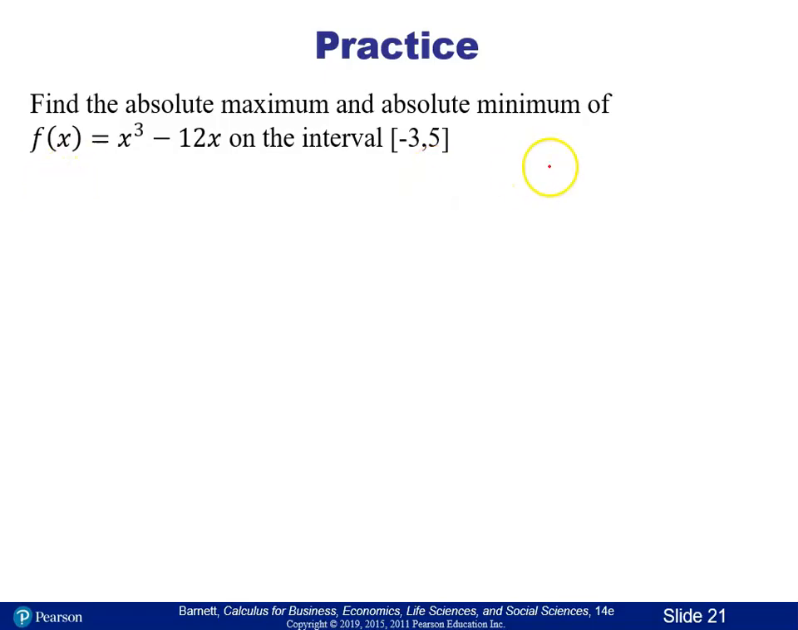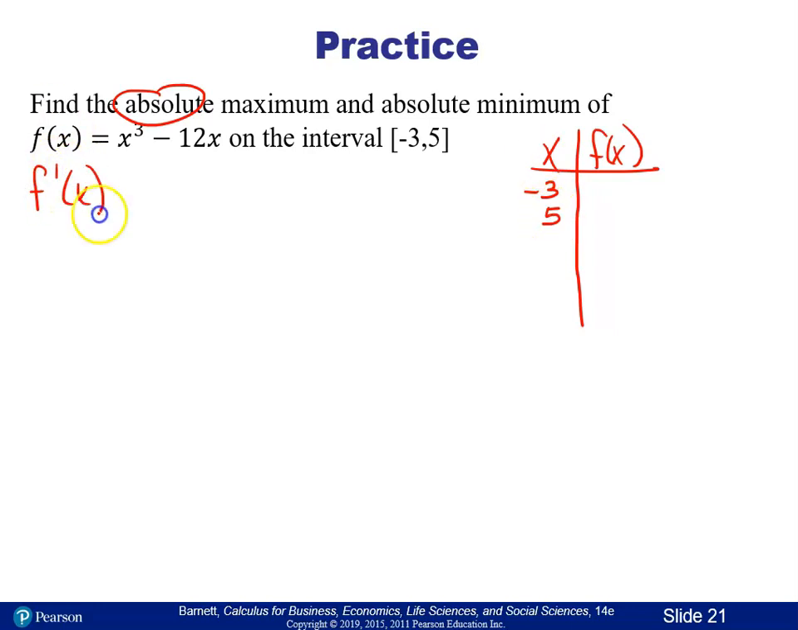Okay, so we're going to start by making our little table, because again, we have a continuous function on a closed interval, so we can go ahead and make the table. So anytime you're doing absolutes, make a table like this, do a sign chart for your locals. Okay, so we've got -3 and 5 for our endpoints, and then we need to find our critical numbers.